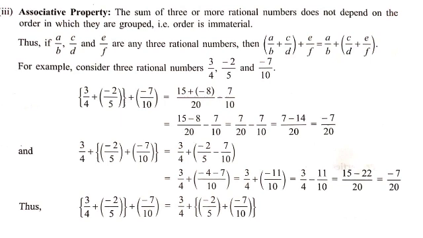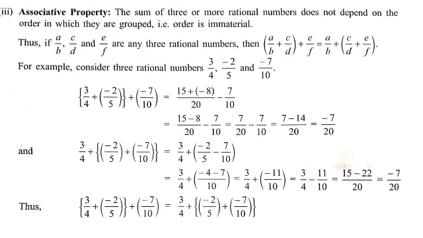For example, consider three rational numbers. In this associative property, we are just grouping the three rational numbers, as in the commutative property we rearranged the order of the sum. For example, consider three rational numbers like 3 by 4, minus 2 by 5 and minus 7 by 10. 3 by 4 plus minus 2 by 5 plus minus 7 by 10, let's group this, which is equal to 15 plus minus 8 by 20 minus 7 by 10.